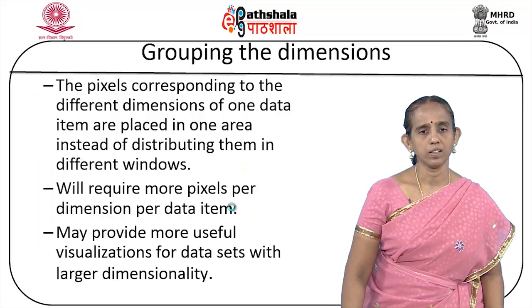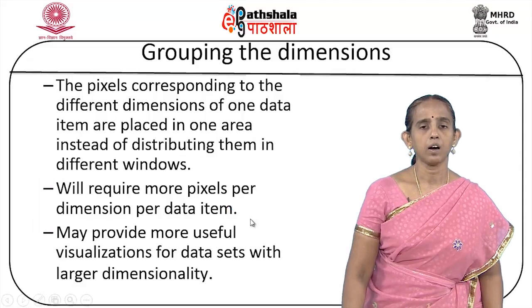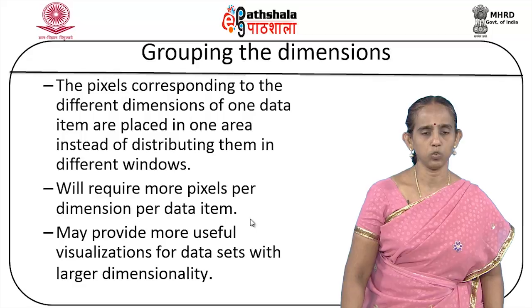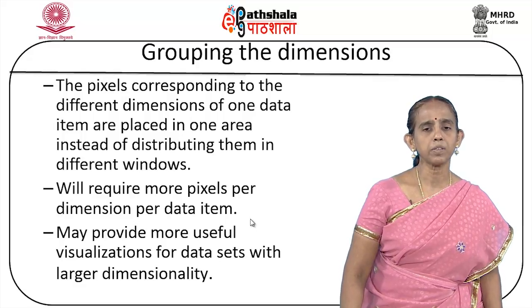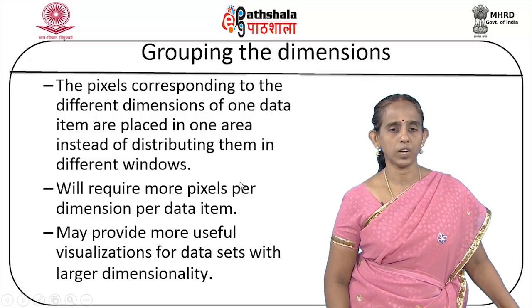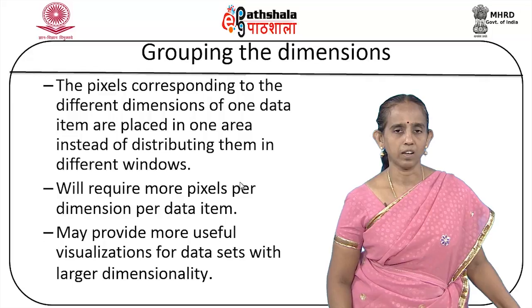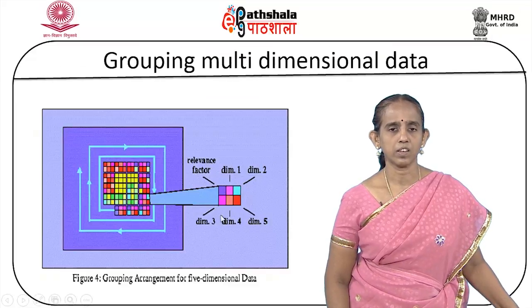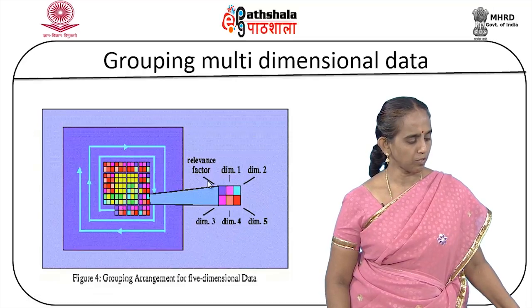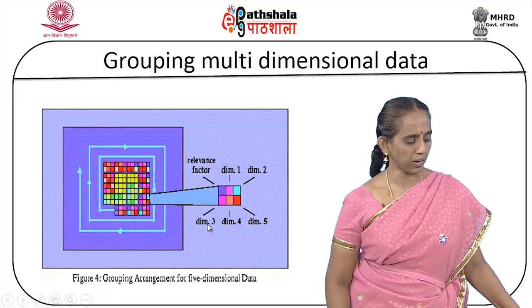Grouping the dimensions. The pixels corresponding to the different dimensions of one data item are placed in one area instead of distributing them in different windows. This will require more pixels per dimension per data item and may provide more useful visualizations for datasets with larger dimensionality. This is an example of grouping a multidimensional dataset. This is a grouping arrangement for a 5-dimensional dataset. So, we have the relevance factor along with all the 5 dimensions, which are grouped and arranged from a 5-dimensional dataset.